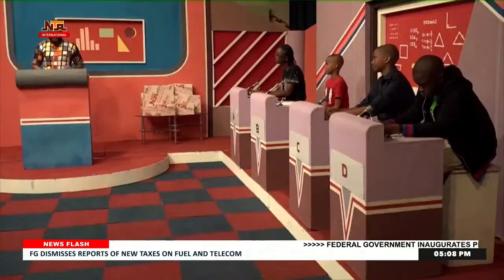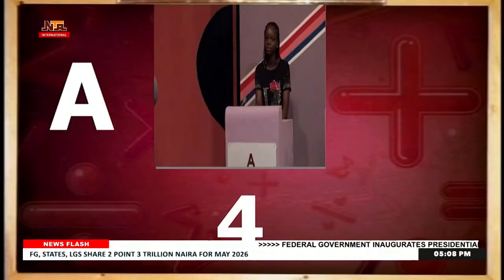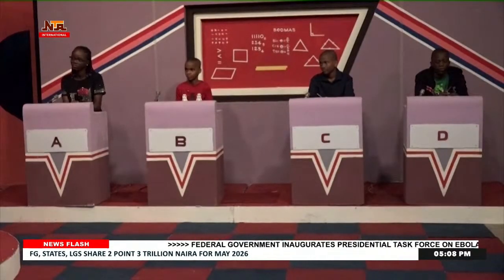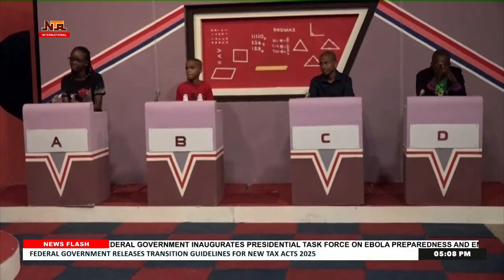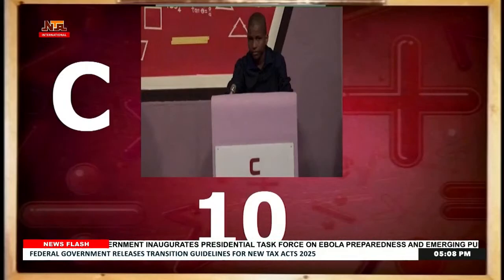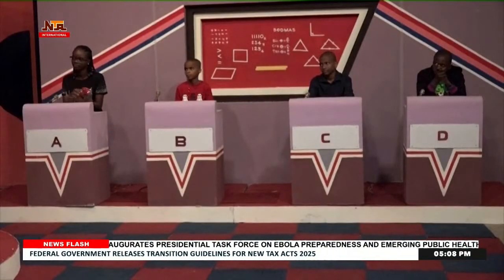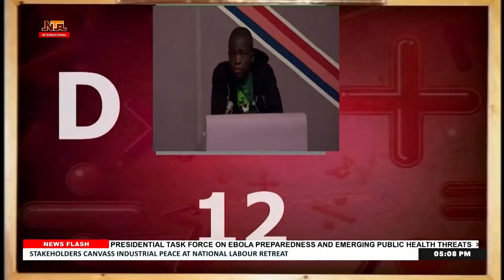Welcome back. This is Work It Out. Contestant A came out with 4 points. Contestant B came out with 19 points. Contestant C came out with 10 points. And while contestant D came out with 12 points. With that being said, contestant A bows out at this stage while contestant B, C, and D proceed to the next stage of our competition.